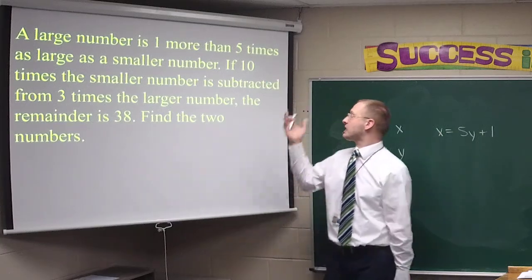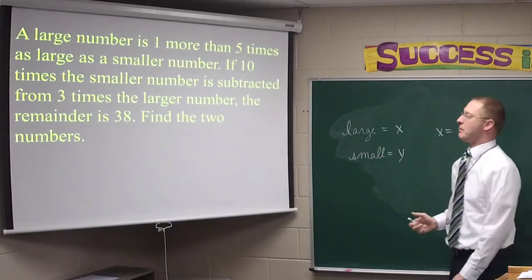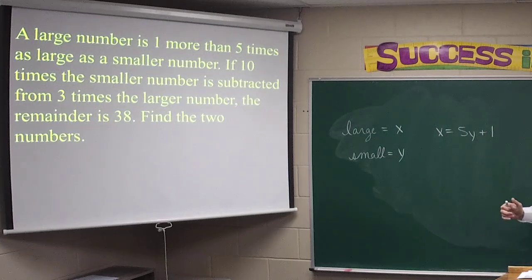All right, we're going to do the same with the second sentence now. That's going to form our second equation. If 10 times the smaller number is subtracted from, going back to the beginning of the year, the from comes first. Say that with me, class. The from comes first. That's an important thing to remember. All right, so if 10 times the smaller number is subtracted from 3 times the larger number, the remainder is 38. Represent that equation.